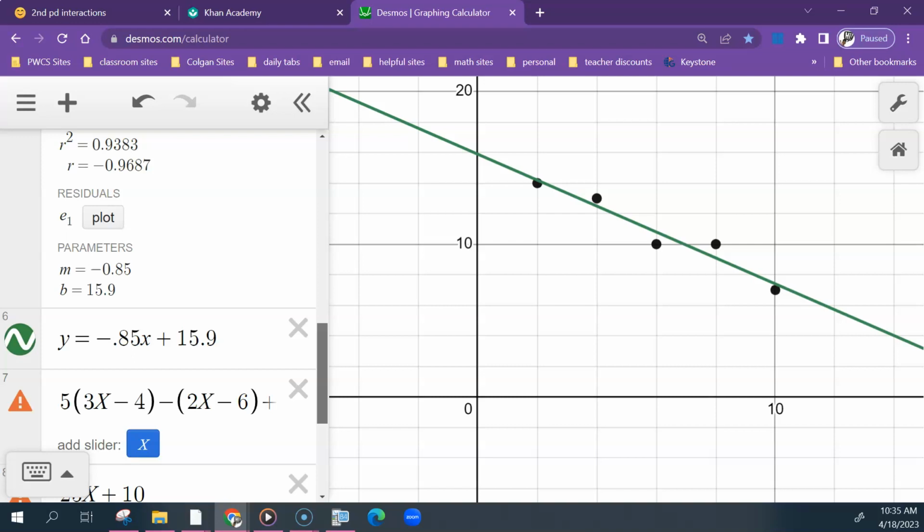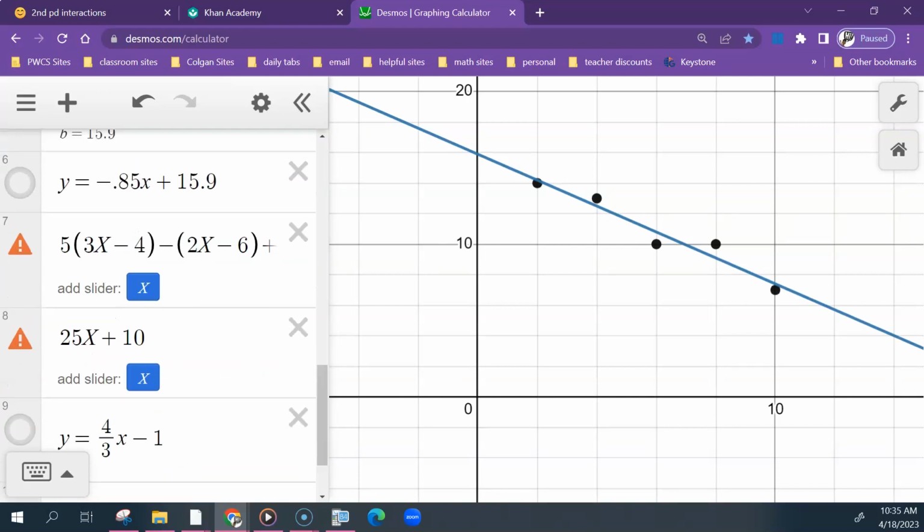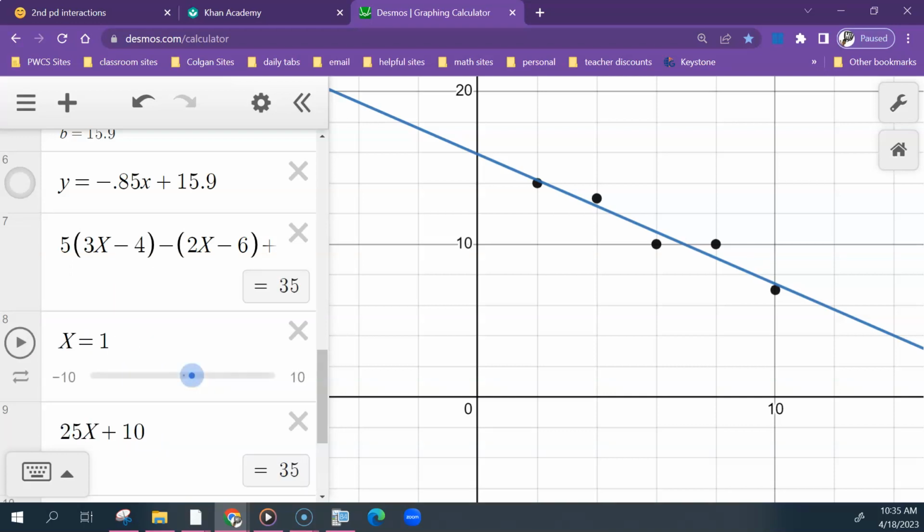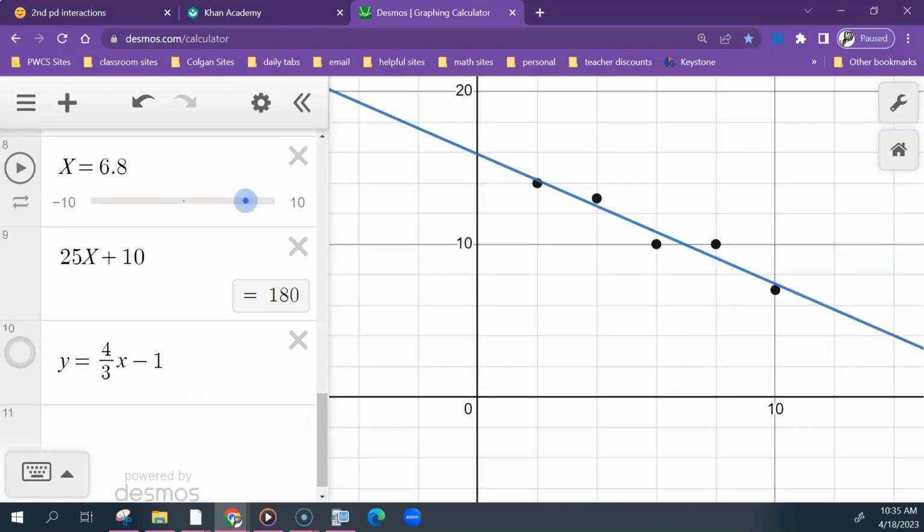I'm going to show you how you can check yourself. If you type in the original but with capital X's or change the variable to something that's not x or y, it'll ask you to add a slider, distribute, combine your like terms, and you should have gotten 25x plus 10. So if you got that, good job. If you didn't get that, go back and see where you made a mistake.